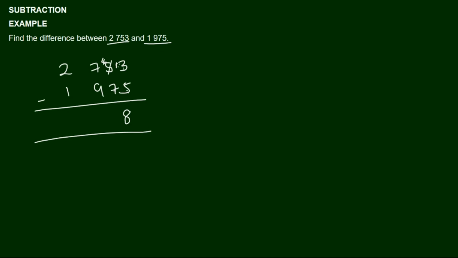So we have to borrow 1 hundred from the hundreds column. We borrow 100, we remain with 6 here. And then 100 is 10 tens. So we say 10 plus 4, we now have 14 tens here. Then 14 minus 7, that is 7.